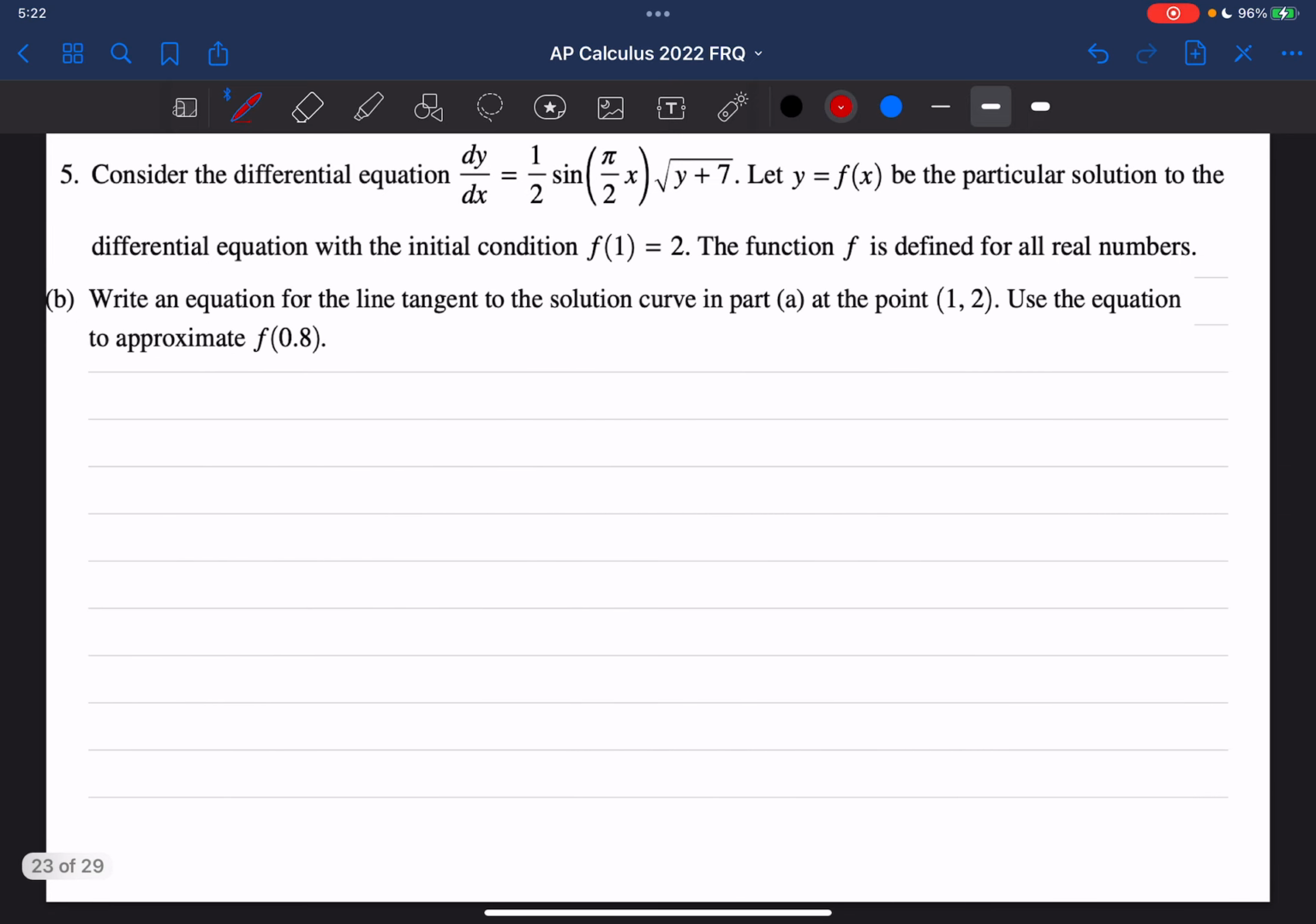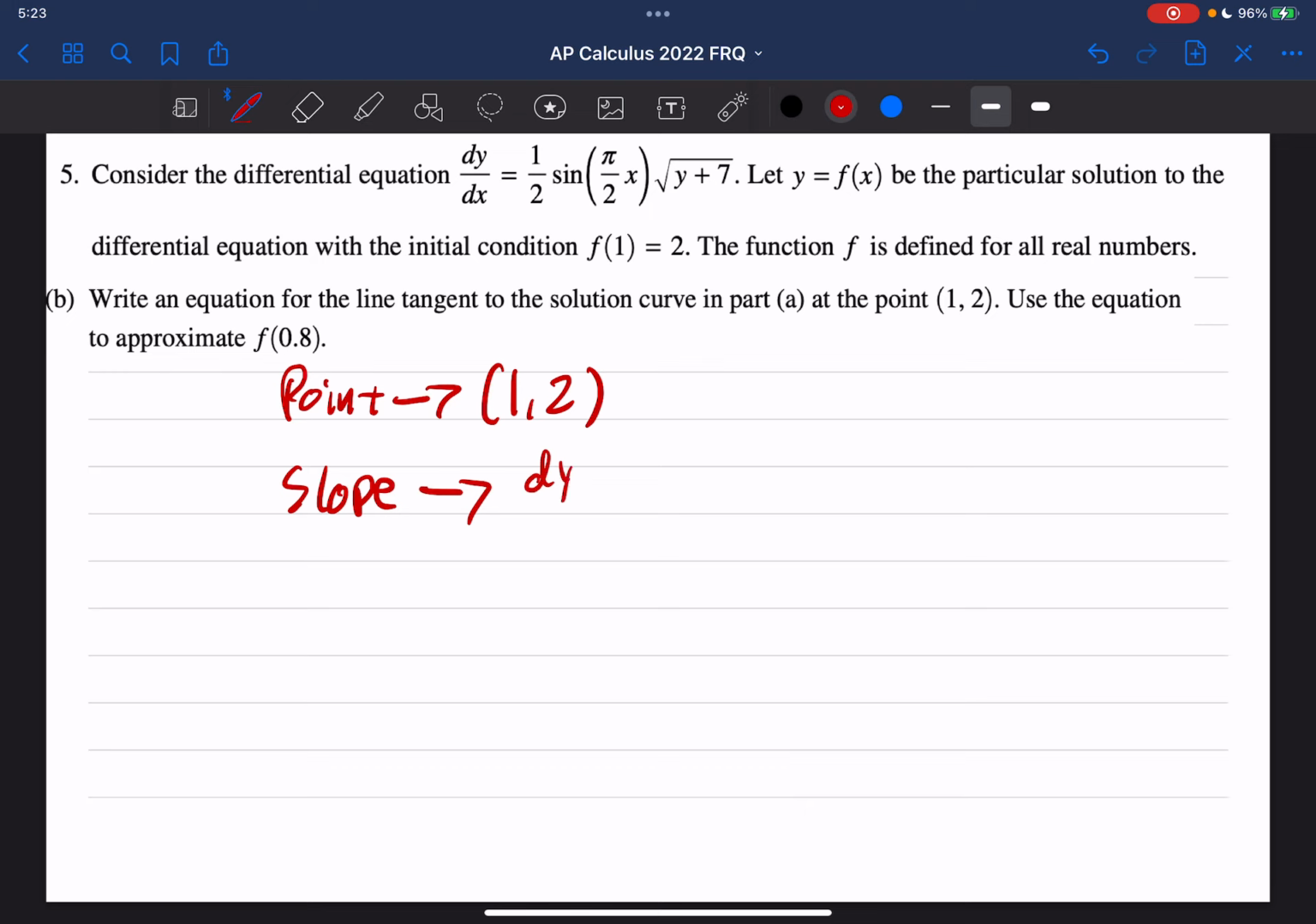Part B, it says write an equation for the tangent line to the solution curve in part A at the point (1, 2). Now we want to use the equation to approximate f of 0.8. In order to come up with the equation of a line, we need a point, which they gave us, and now we need to find the slope. We're going to find the slope by using our differential equation. So our point is (1, 2).